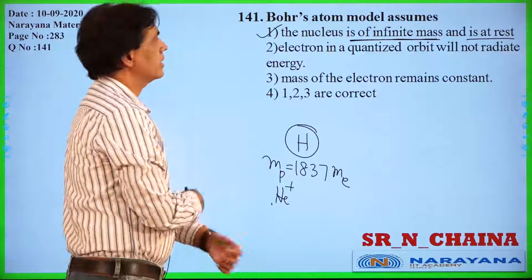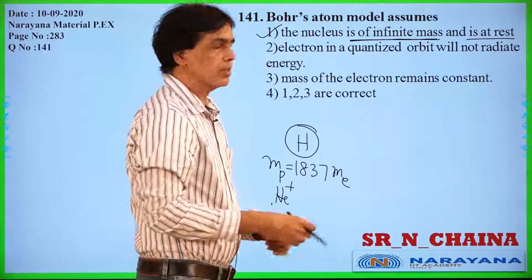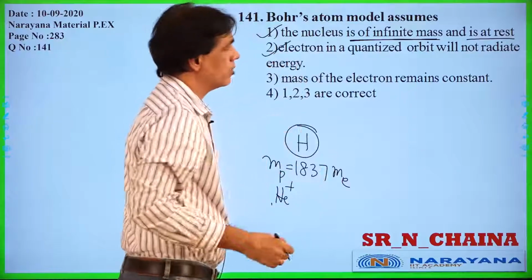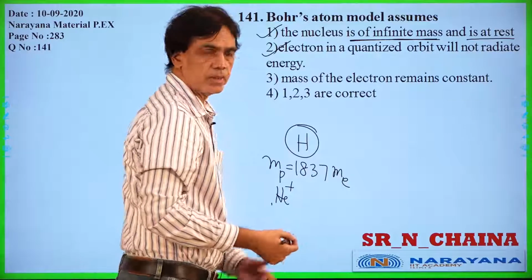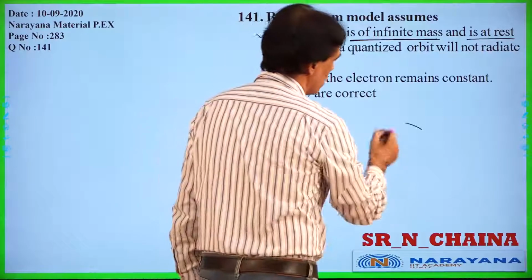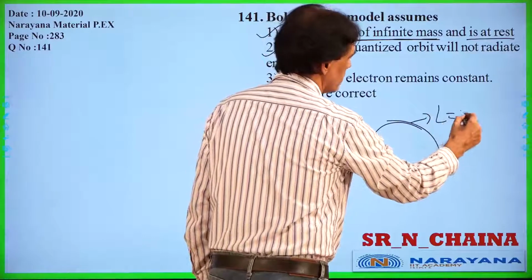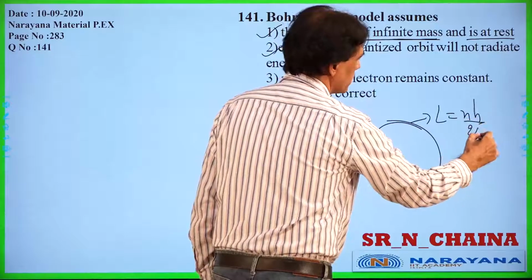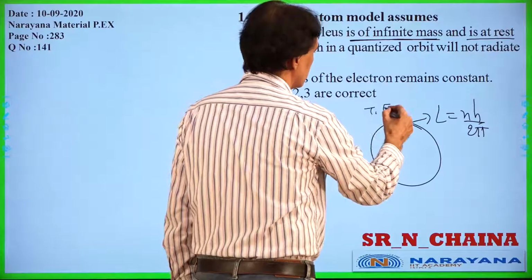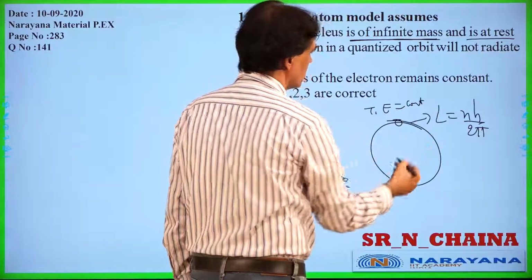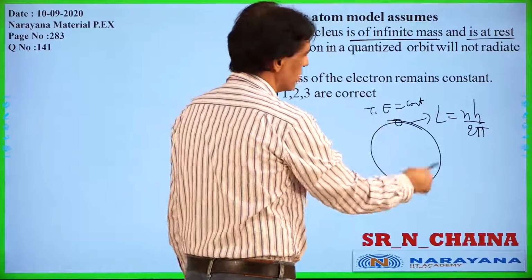Next one, electron in a quantized orbit will not radiate energy. That is also correct. That orbit is called stationary orbit. If the orbit is quantized, angular momentum is quantized. Angular momentum is nh by 2 pi. As long as the electron is in this quantized orbit, its total energy is constant. When its total energy is constant, the atom will be stable. When total energy is constant, it cannot radiate.